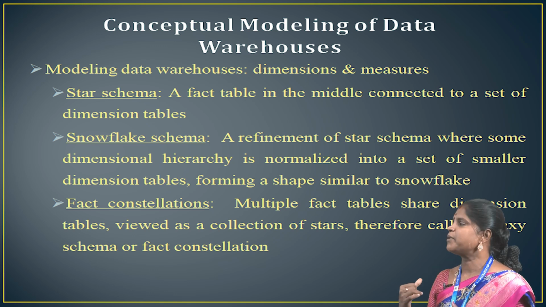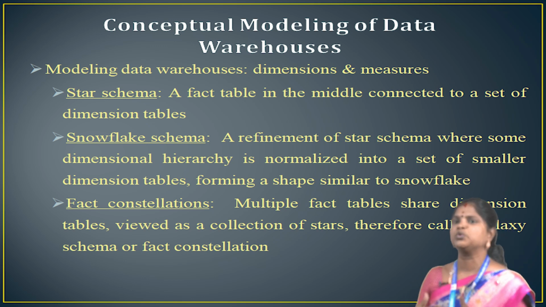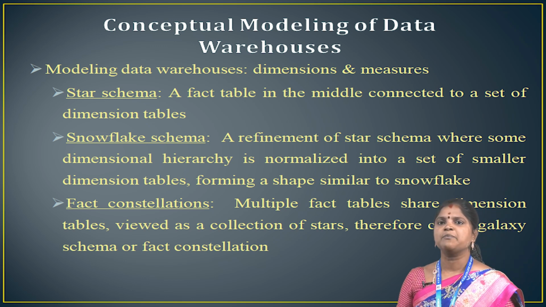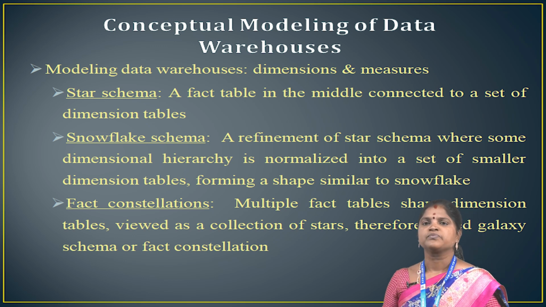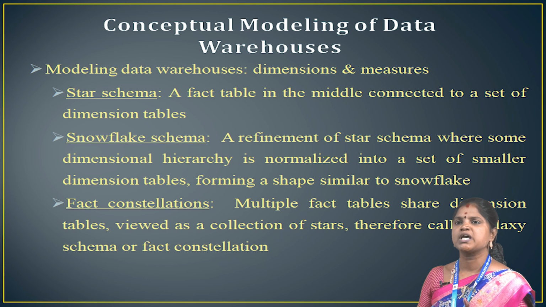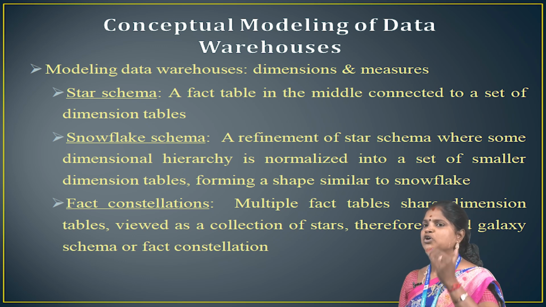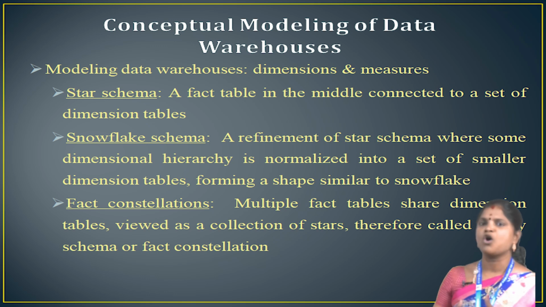Snowflake schema, a refinement of star schema where some dimensional hierarchy is normalized into a set of smaller dimension tables, forming a shape similar to a snowflake. Fact constellation has multiple fact tables sharing dimension tables, viewed as a collection of stars, therefore called a galaxy schema or a collection of stars.